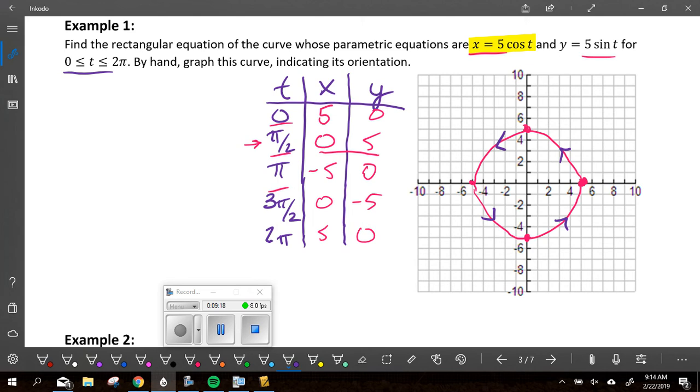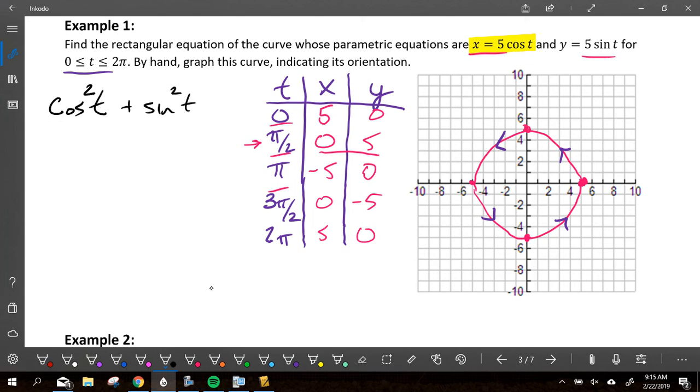When you're dealing with parametric equations and you see sine and cosine, it would really help if you used a Pythagorean identity. So what Pythagorean identity do we know that's going to somehow connect sine and cosine? Sine squared and cosine squared, right? Sine squared plus cosine squared equals 1. And so when you see sine and cosine, know that you're going to use that identity. I'm going to write that out here. Cosine squared t plus sine squared t is all equal to 1.